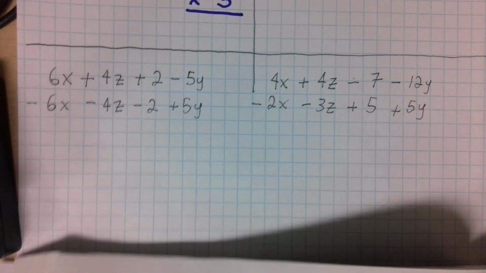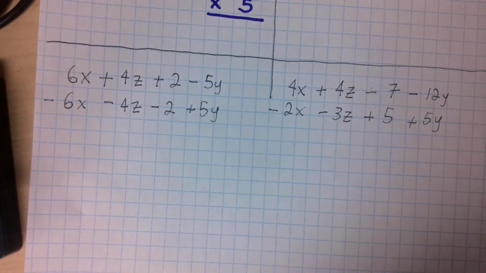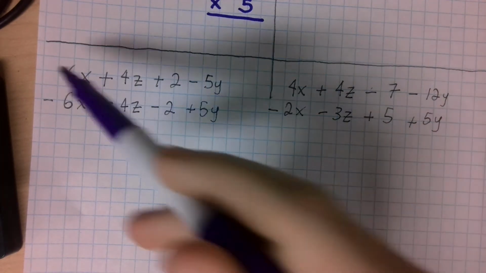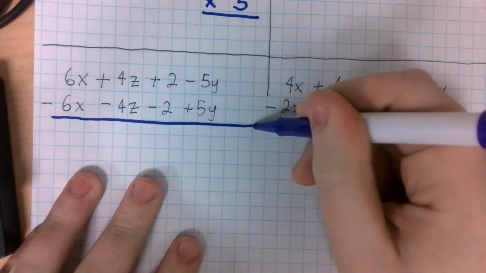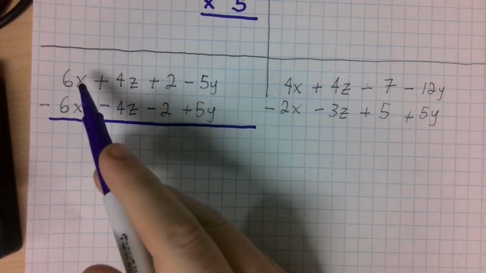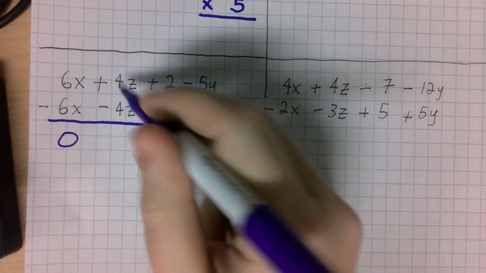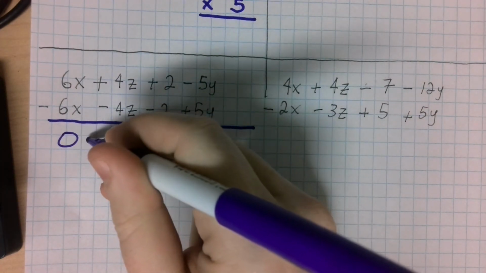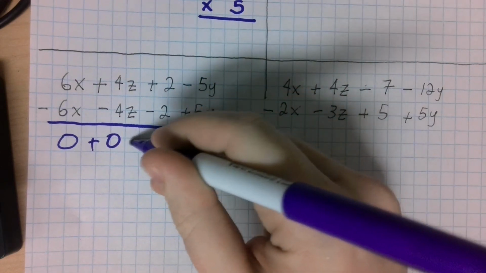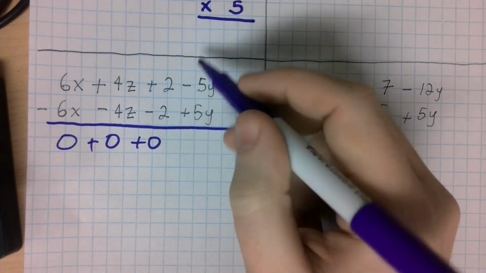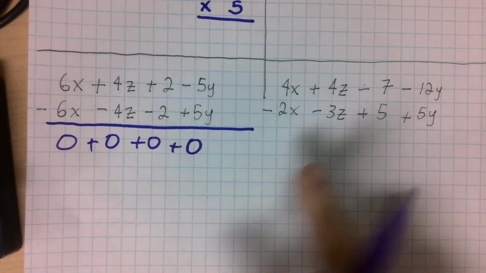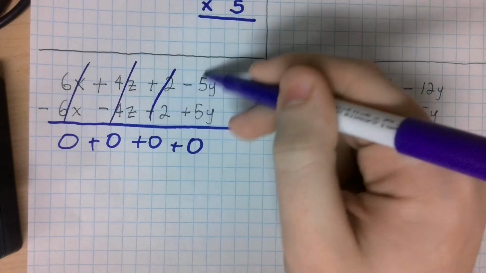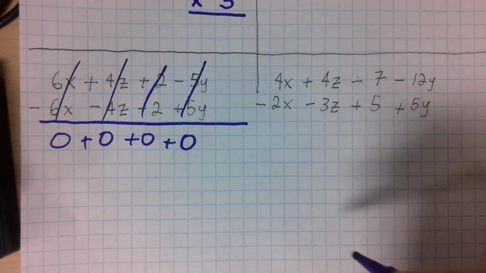So, looking at these, were we able to decide on one that was easier to simplify? Hopefully you caught what was going on with the leftmost pattern. On the left side, if I solve these in a stack, well, 6x minus 6x is 0, 4z minus 4z is 0, 2 minus 2, 0, negative 5 plus 5, 0. These are all zeros. They all cancel out. Meanwhile, in this one, we'll actually end up with an expression.